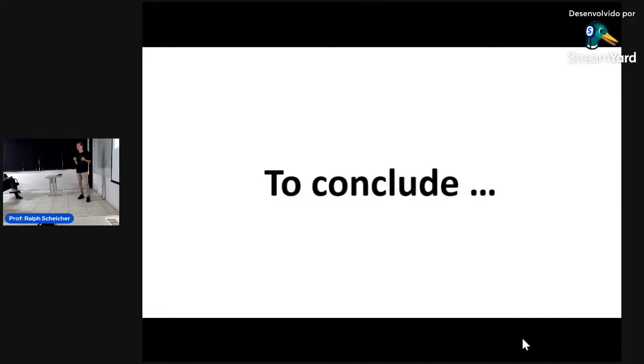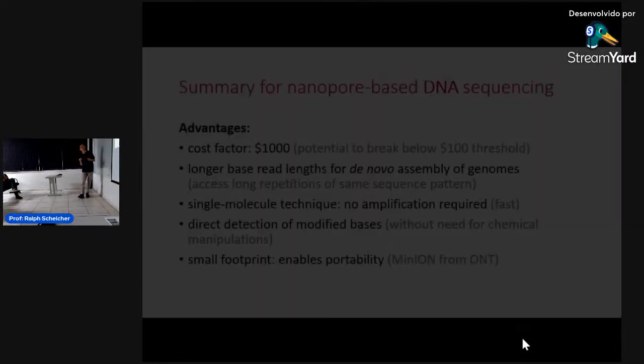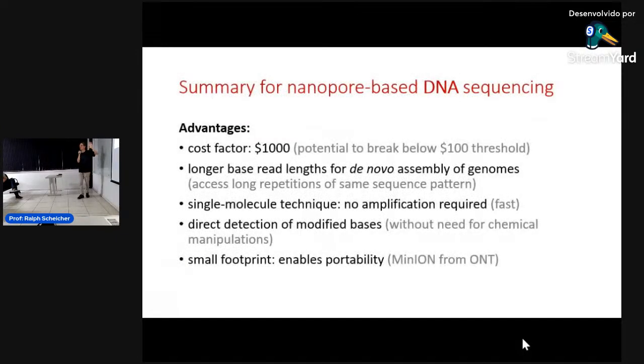Okay, I think it's time to conclude because I don't know exactly how long I talked, but maybe too long. So, a quick summary for the two parts. The nanopore-based DNA sequencing, as I said to you, is a cheap method. One advantage compared to other methods is that you can read very long stretches of DNA. I think the record is now 4 million bases in a row, basically.